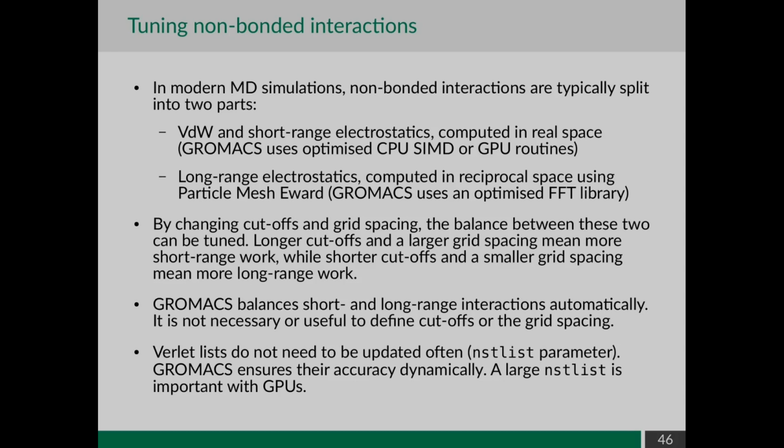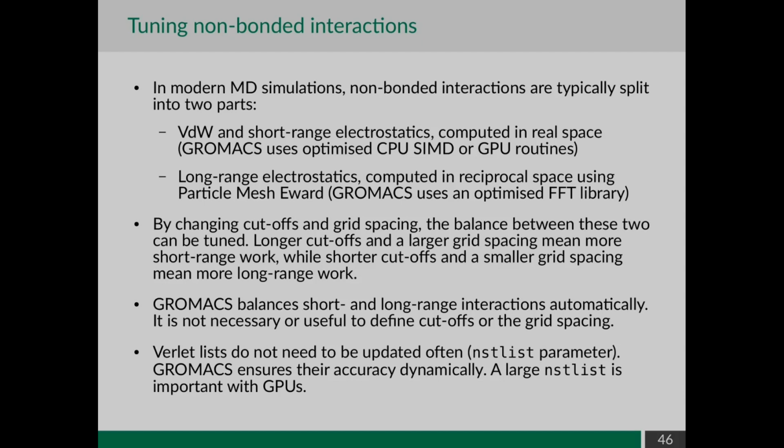You have the van der Waals interactions and the short-range electrostatics that are computed in real space, and Gromacs will use optimized SIMD routines or the GPU. And then you have the long-range electrostatics, which I said are computed in reciprocal space using the particle mesh Ewald method. And for that, Gromacs will use an optimized fast Fourier transform library. This means you will have a cutoff associated with short-range interactions and a grid spacing associated with the PME.